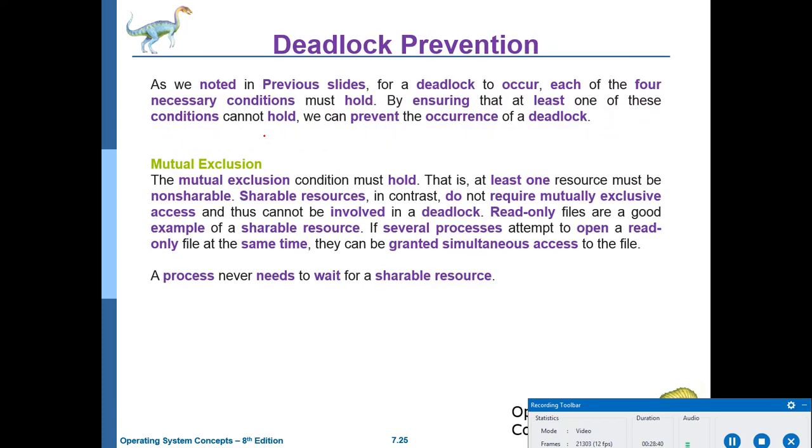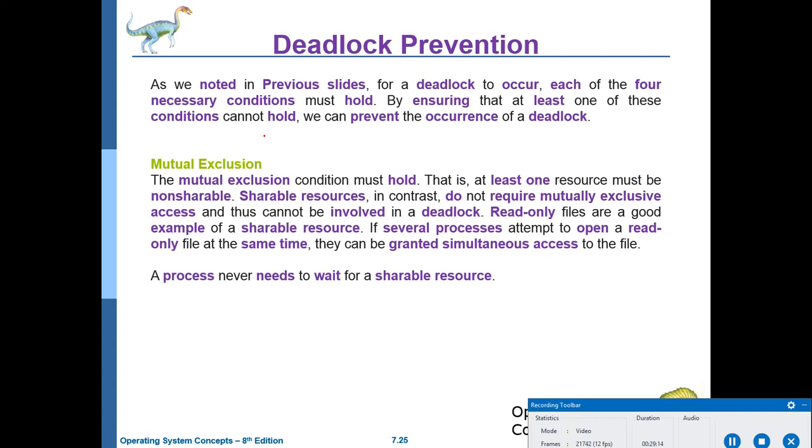So, deadlock prevention. Deadlock prevention means one of the four conditions should be made false. So how to make the four conditions false? How to make mutual exclusion not hold, or the second condition, hold and wait, false, or the third condition, no preemption, false, or the fourth condition, circular wait, false. So by ensuring that at least one of these conditions cannot hold, we can prevent the occurrence of a deadlock.